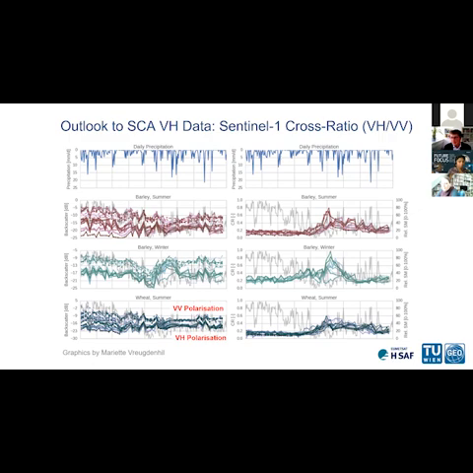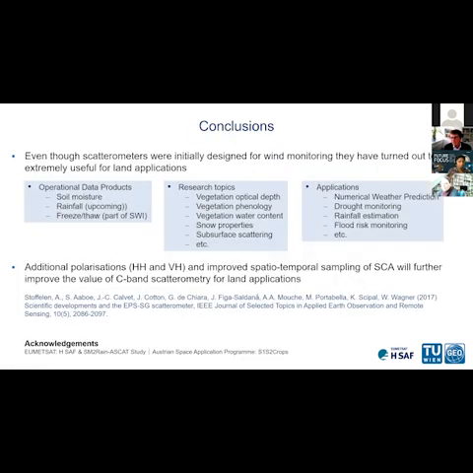But in any case, looking forward to the SCA, we know that we will be able to exploit much more information about the vegetation using the three polarizations. So that brings me to my last slide. Even though the instrument was designed for wind monitoring, and I think much of the user community is still from the oceans, I think the land and also the cryospheric applications deserve much more attention because it's really a very nice instrument. So we have now already operational data products.